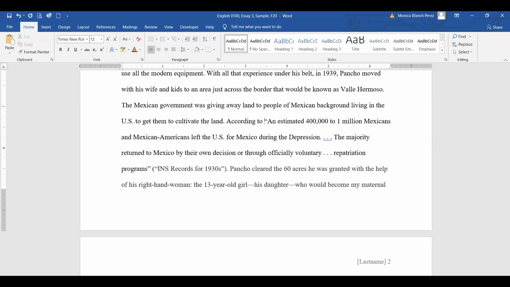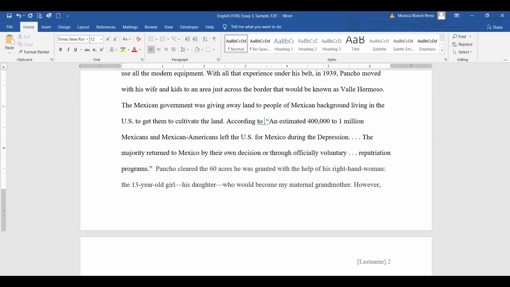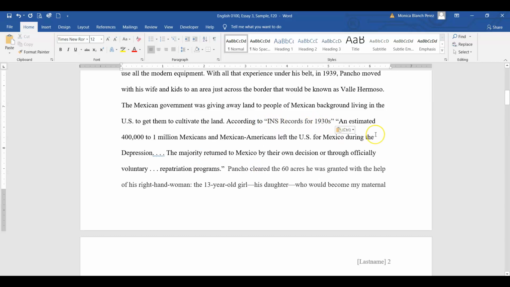So watch what I'm doing here. According to... and I wish I could put an author's last name there. I wish I could, but I can't because I don't know the author's name. It wasn't listed. So I'm taking the information that's in the parentheses, and I'm actually going to get rid of the parentheses because I don't need it anymore. Now the period will move into here. It has to move somewhere. It doesn't go after, it goes here. And over here is where I'm going to put "according to," and I'm going to put a comma right there. So according to INS records for 1930s, comma, and then the quote, and that's it.